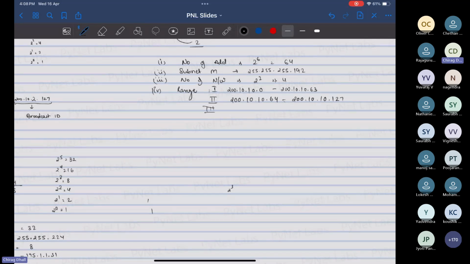Third part will be 210.10.128 to 210.10.191. That's the next 64 IP addresses. And finally, the last part will be 210.10.192 to 210.10.255. That's the last part.